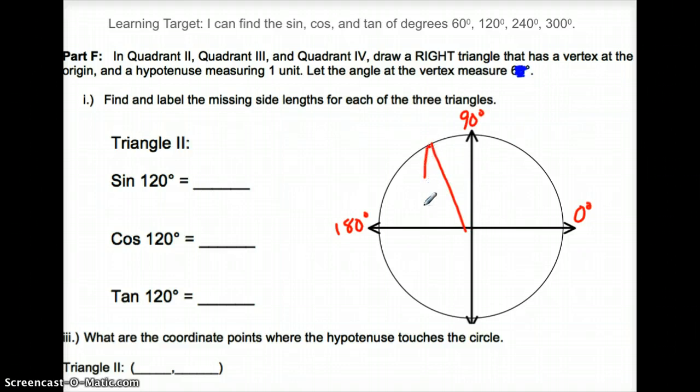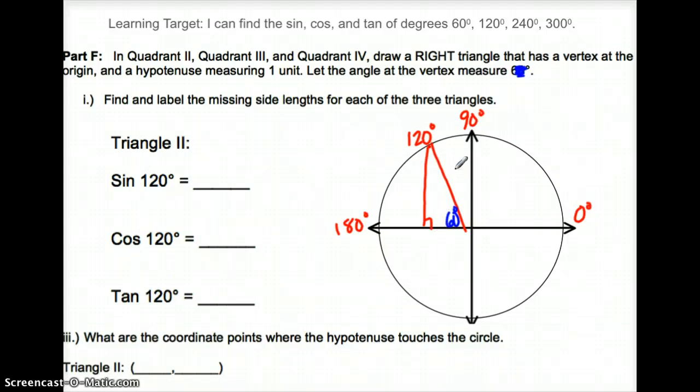I'm going to drop my altitude to the x-axis. I always want to go to the x-axis. And this represents 120 degrees, this first ray, this hypotenuse that I drew. So I want to find this angle of my triangle, obviously, because it's inside my triangle. So I need to know what's the difference between 180 and 120. Well, that difference is 60 degrees. Okay, so the same triangle I was working with in the first quadrant is just reflected across that y-axis.